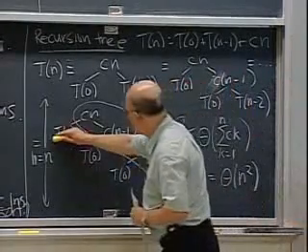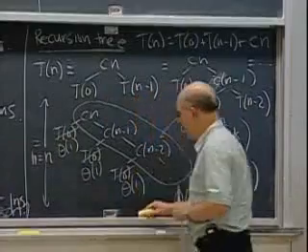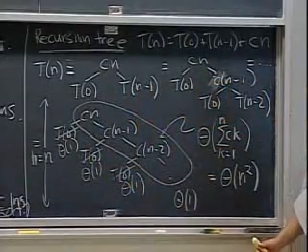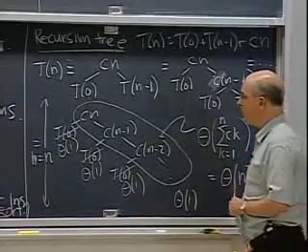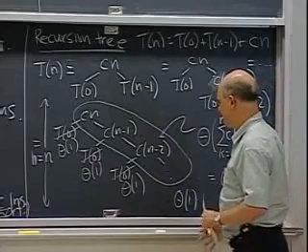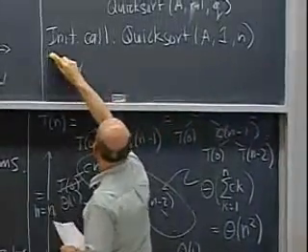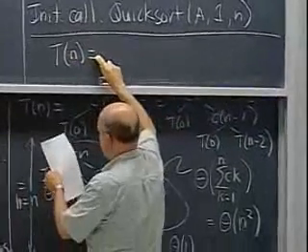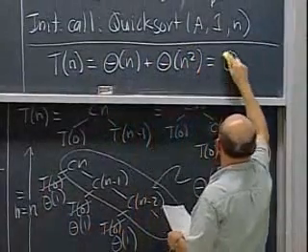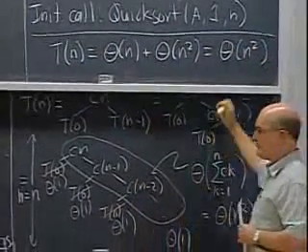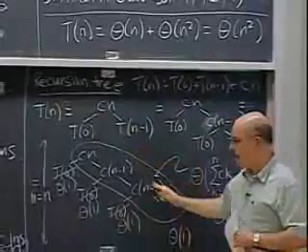And then all these things here are all theta 1s. And how many of them are there? Actually, there's n theta 1s. So the total amount is T of n equals theta of n plus theta of n squared, and that's just equal to theta of n squared. So that's the structure in terms of the recursion tree. It's a highly unbalanced recursion tree.